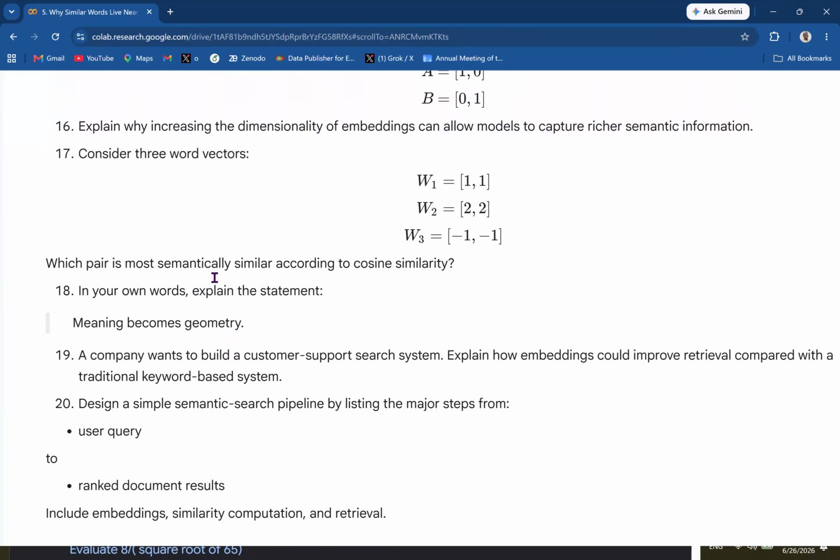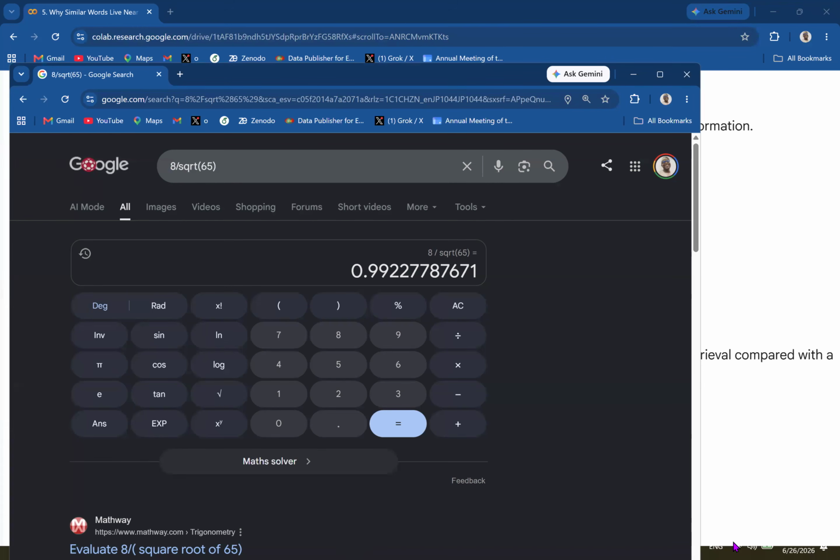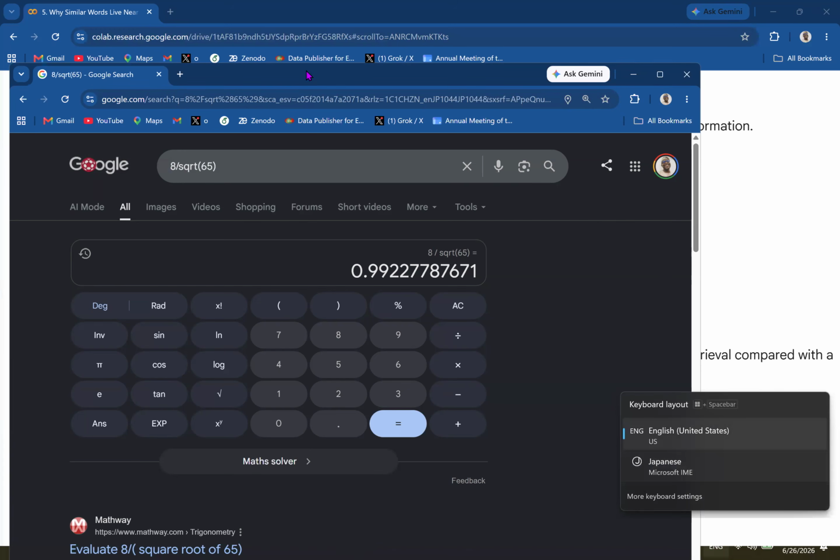Design a simple semantic search pipeline by listing the major steps from user query to ranked document results, including embedding, similarity computation, and retrieval. So we're going to talk about that a little bit, and then this video will be over. Let's go for that on the worksheet page.